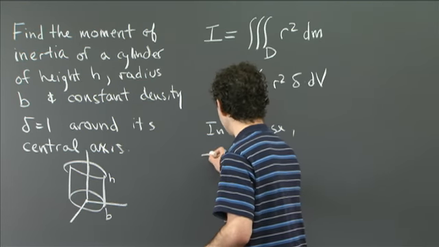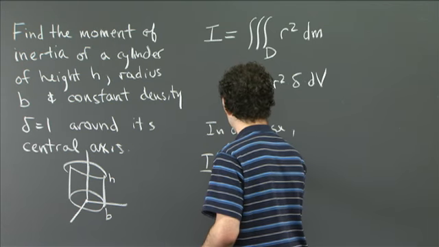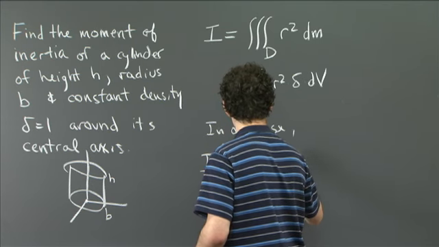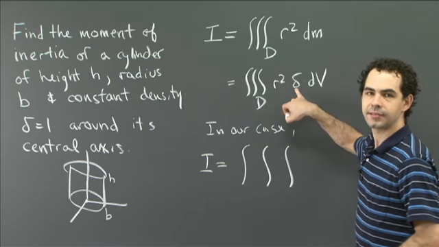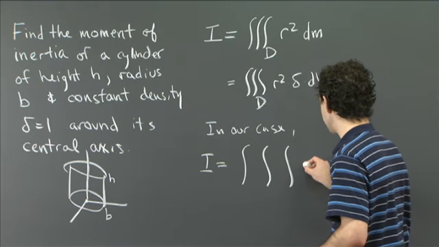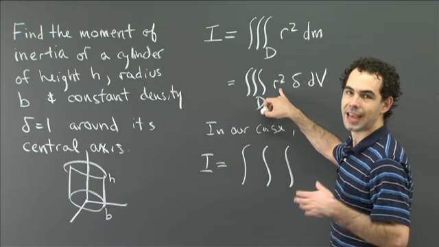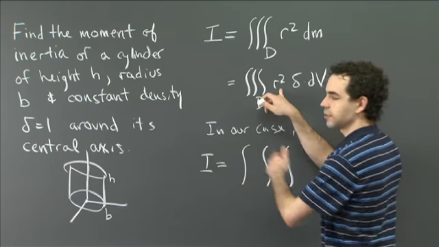So this moment of inertia in our case is going to be this triple integral. Okay, so we said r squared times density. Density is 1, so that's just r squared. And r, the distance to the axis, is the distance to the z-axis.